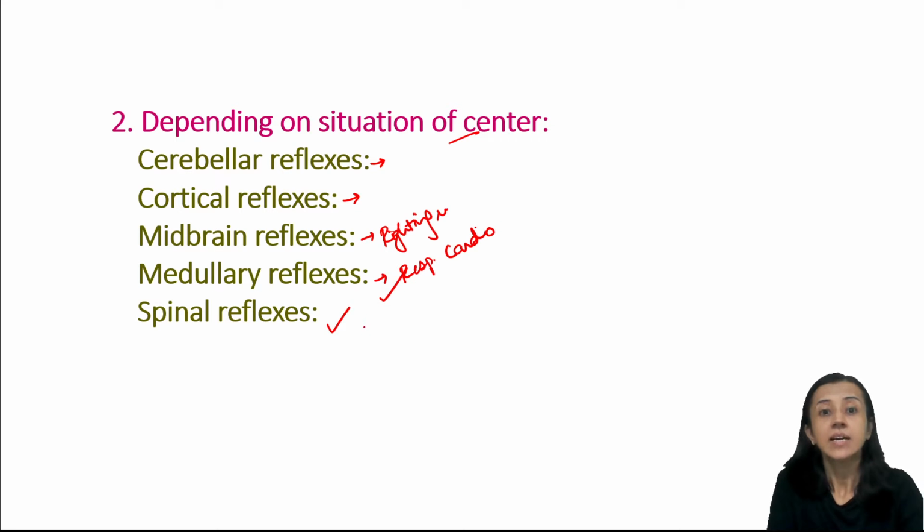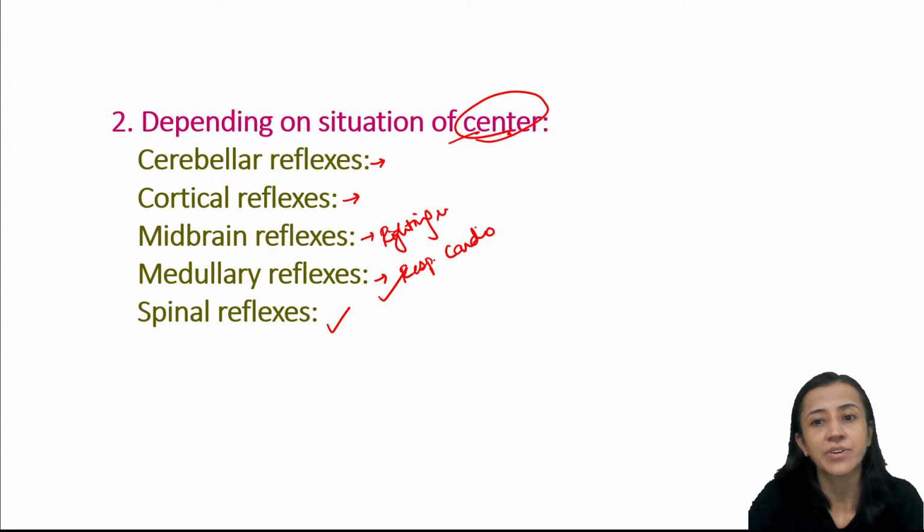Spinal reflexes, in spinal cord we have reflexes for the withdrawal movement. We have reflexes for locomotion. So depending on where the center of the reflex arc is located, reflexes are either cerebellar, cortical, midbrain, medullary, or spinal reflexes. So this is the second way of classification.